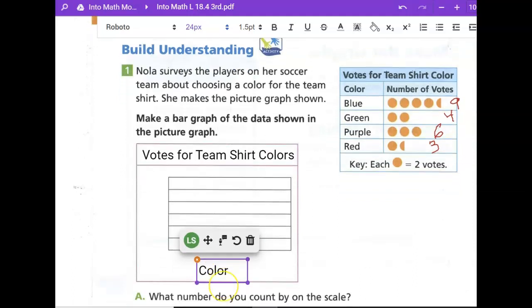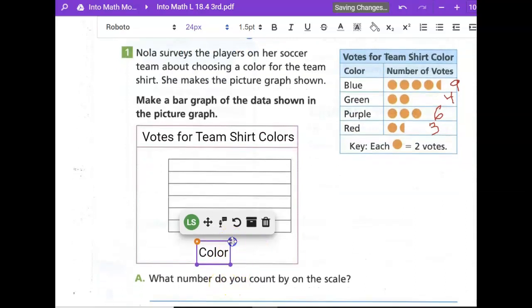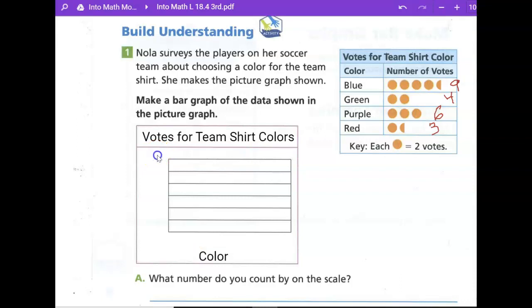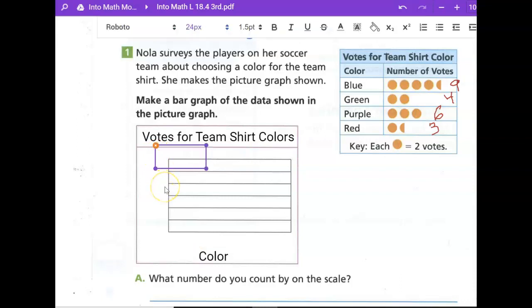We're going to move up a little bit here so you can see better. And we're going to put that down here. Then we have 4 colors, and we range from 9 to 3, and we're going to use the same scale that they used on their picture graph. And I'm going to try and do this with the text box. We'll see how this works. I might need to make that a little smaller.